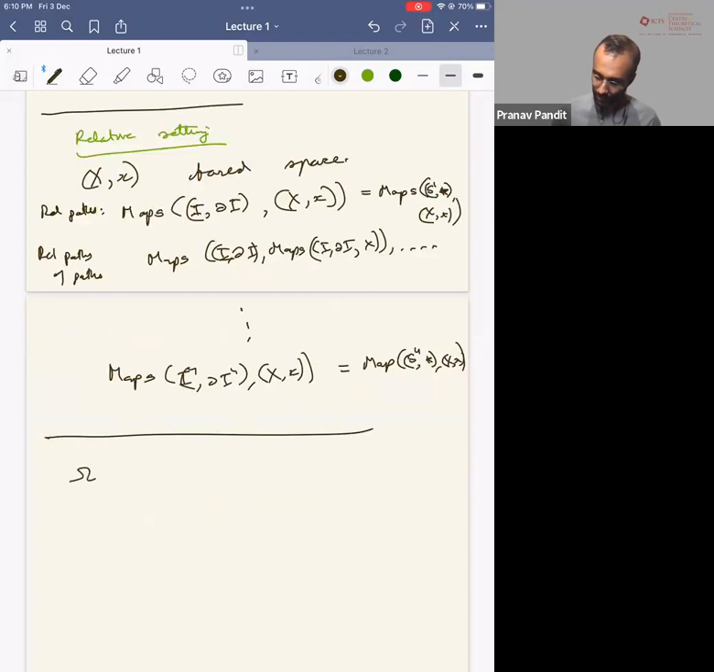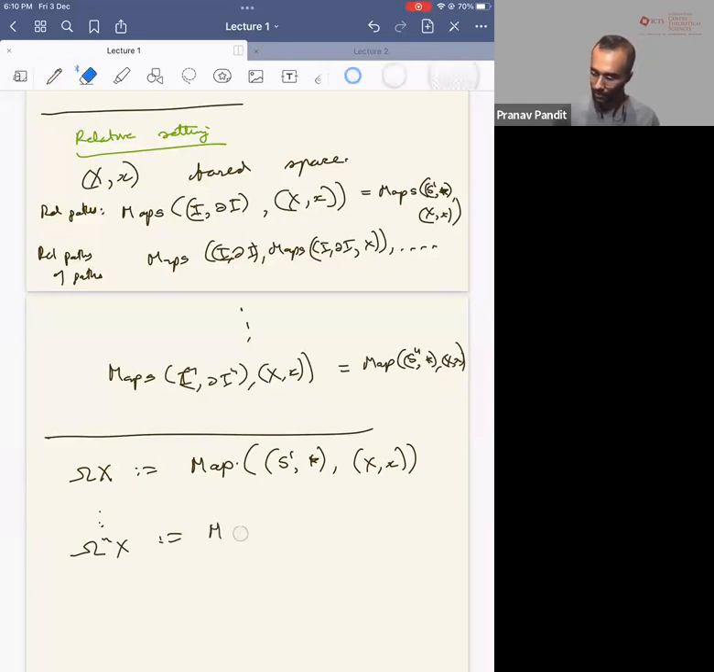And you can define omega X to be maps from S1 with a base point into X comma X. And you keep going, and you look at maps from omega n of X, which is by definition, you iterate this process. And if you just saw, this is equivalent to looking at maps. Well, this is, if you like, loops of, so this is called the loop space. Maybe you should write that down. Because this is a space of loops in a given space.